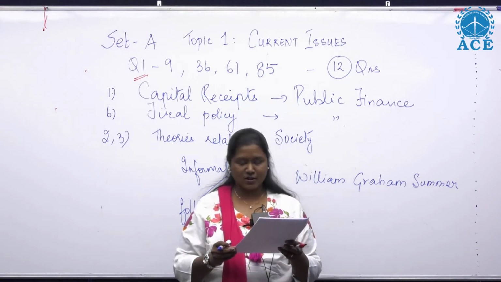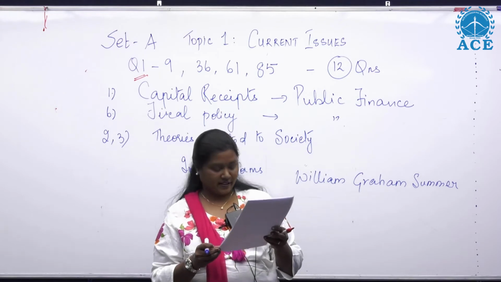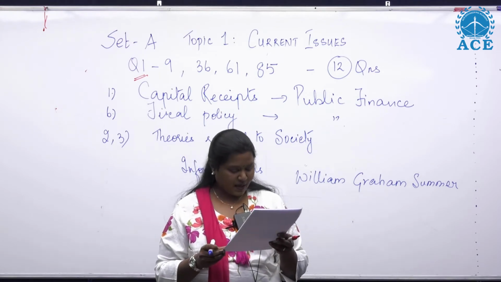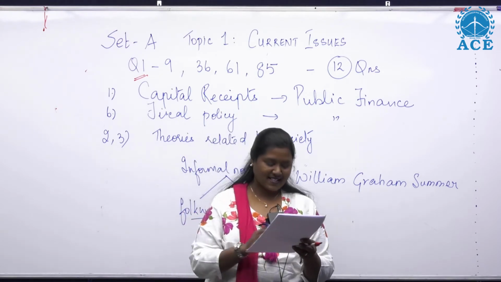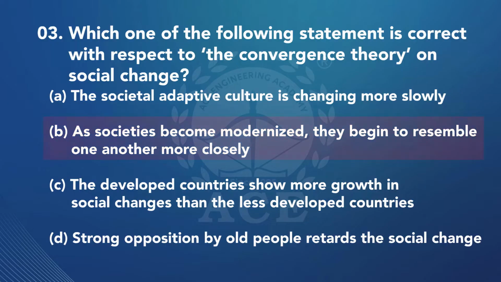That doesn't really talk about convergence theory, because we are not talking about growth over here. Strong opposition by old people retards the social change, which is absolutely irrelevant there. Okay. So 3 is the answer.